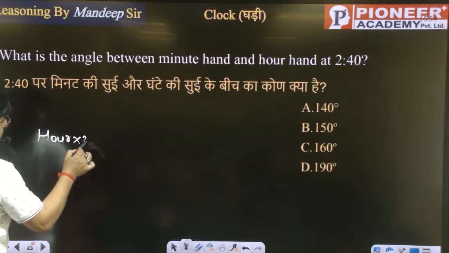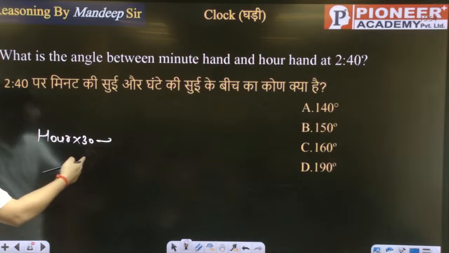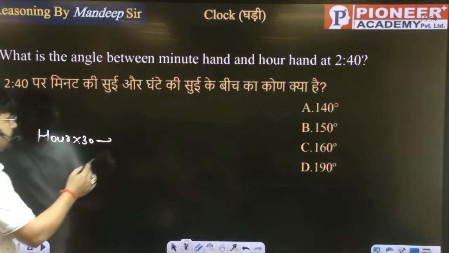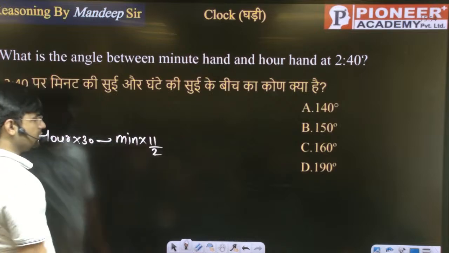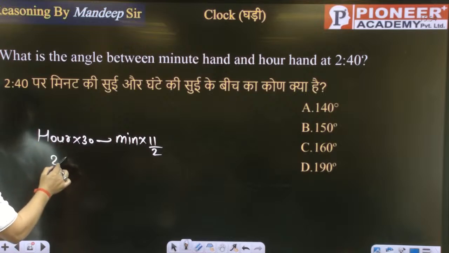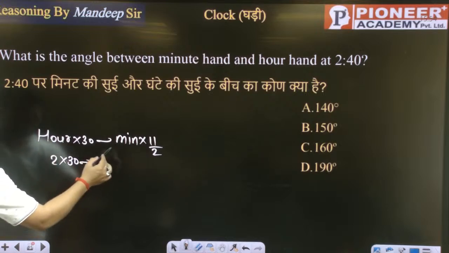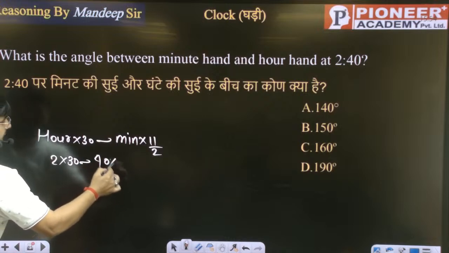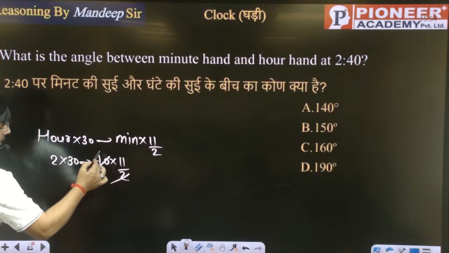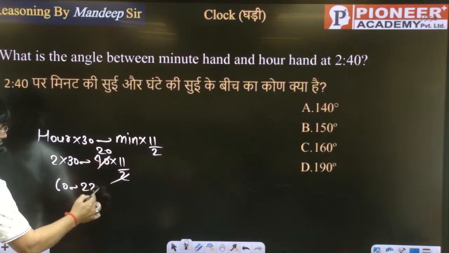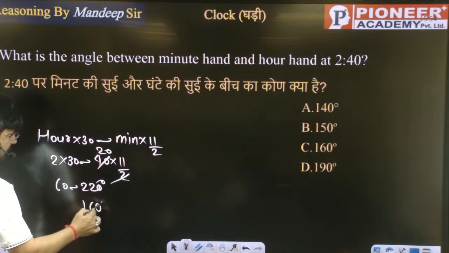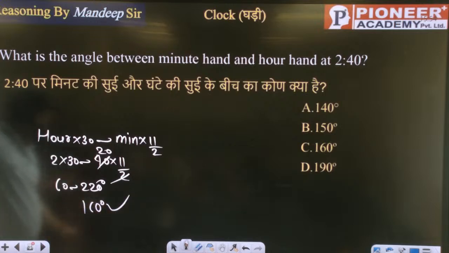Hour into 30 difference. It's a sign of difference, not a subtraction sign. Minute into 11 upon 2. 2 into 30 difference minute 40 into 11 upon 2. It's 20. It's 60, and 20 into 11 is 220. 160 degrees. It's a sign of difference, not a minus sign.